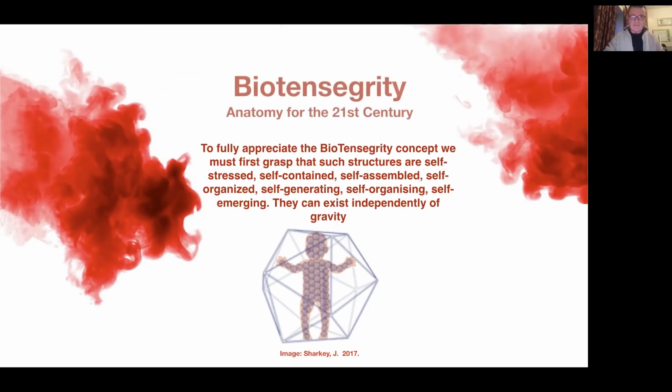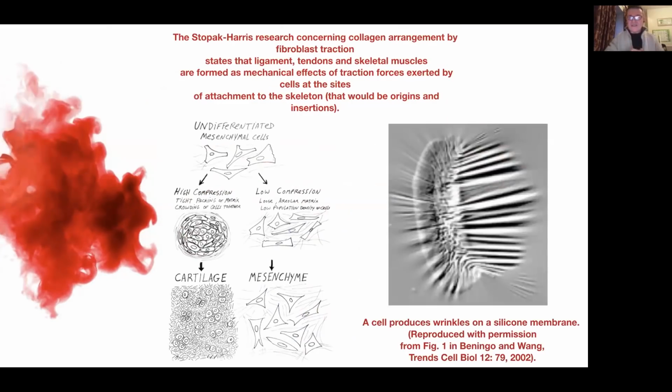But so this is biotensegrity anatomy for the 21st century. This is the Stoeckle-Harris research, and what this basically shows us is that depending on the amount of compression or the amount of tension that there is on the tissue, this will then inform the cells as to whether they are to be, under high compression, which is cartilage, or under low compression, it's going to be a softer mesenchyme. That's as simple as it is. They are dictated by the forces that are going through them. So it's not just genetics, but it's also epigenetics.